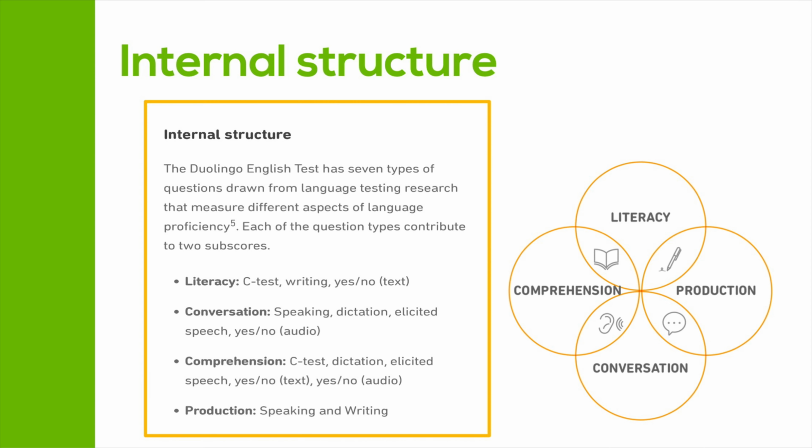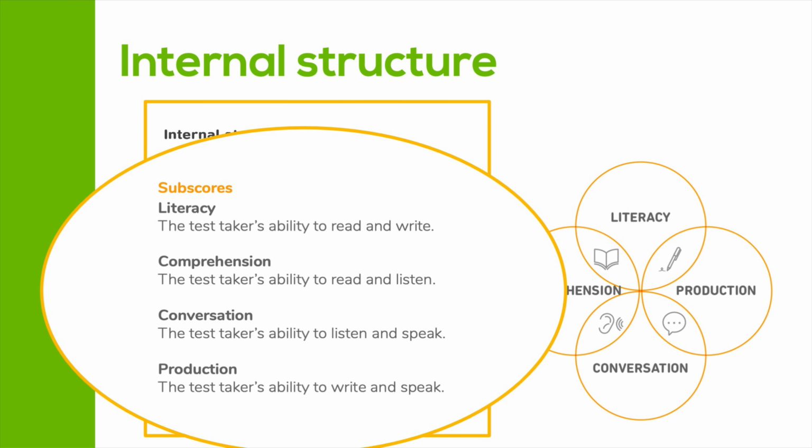Okay, then let's take a look at what these subscores are. You can find all of this information on the Duolingo test website. So there are 4 different subscores. Literacy tests your reading and writing skills. Comprehension tests your reading and listening skills. Conversation tests your listening and speaking skills. And production tests your writing and speaking skills.